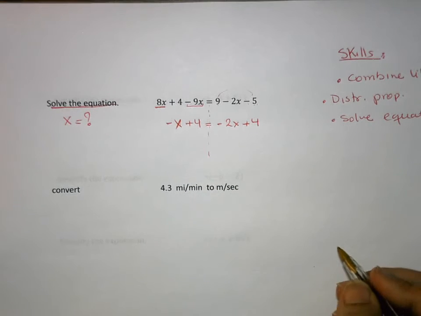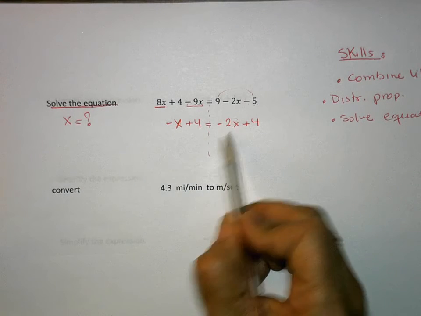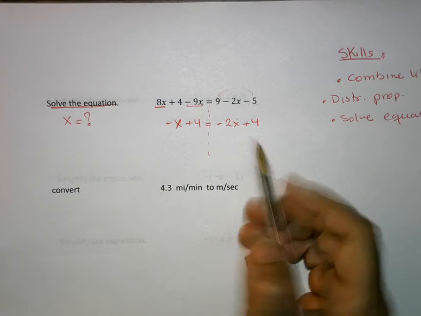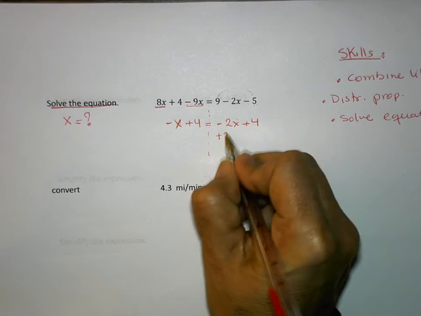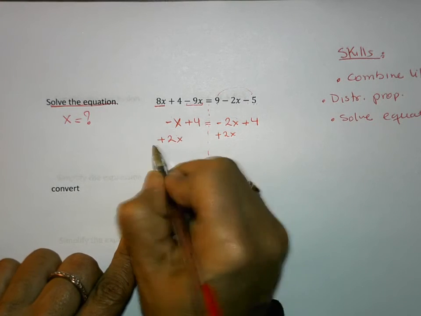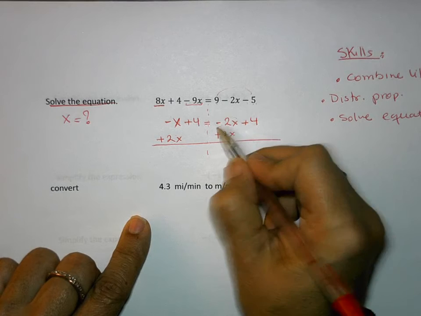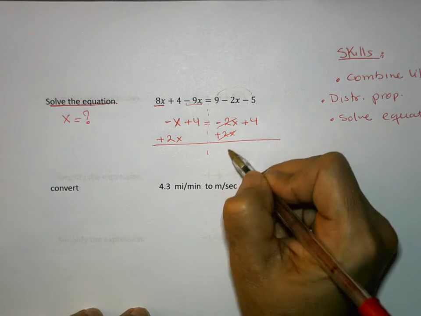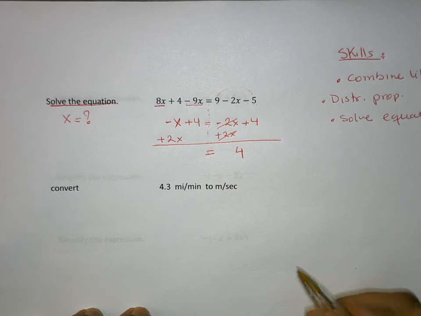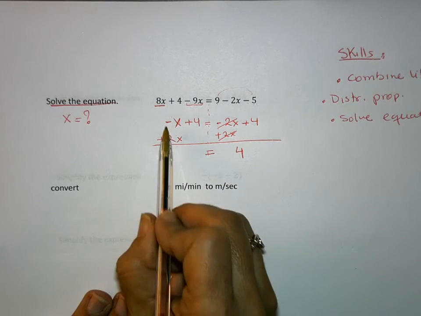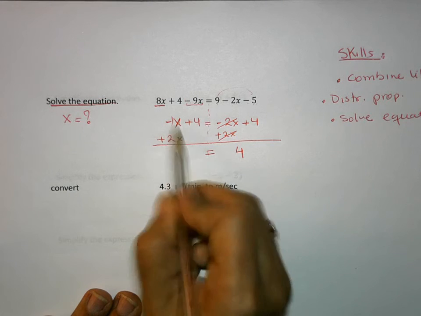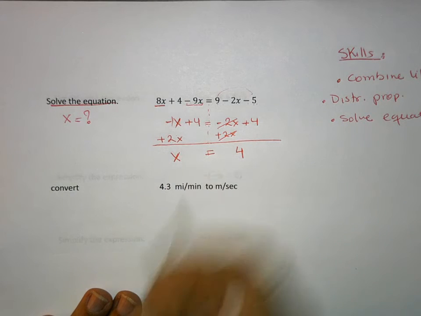Then I'm going to try to move the variables to one side and the non-variables, just regular numbers, to the other side. So I'm going to add 2x, but if I add it to the right, I better add it to the left, plus 2x. So negative 2x with a positive 2x becomes 0. On this side, we only have a 4. Over here, we have a negative 1x but a positive 2x, so we end up with just a 1x plus 4.